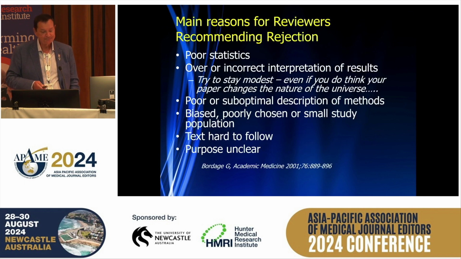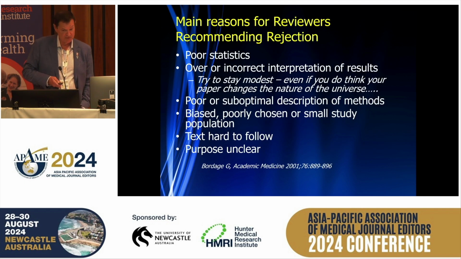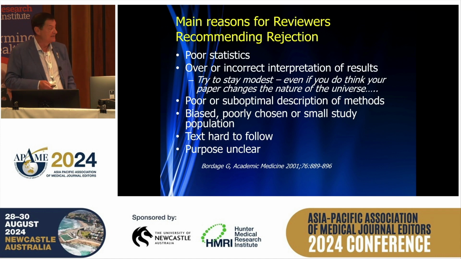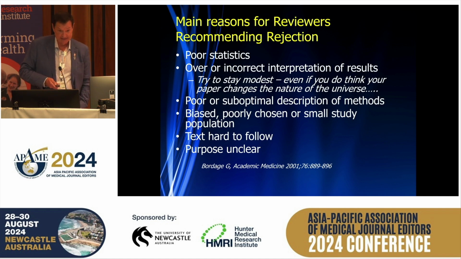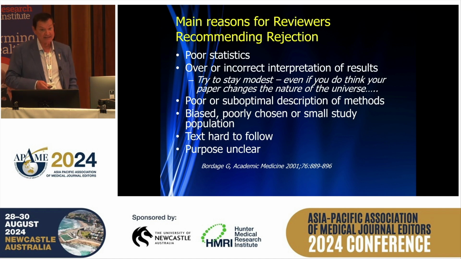So the main reasons for reviewers recommending rejection are listed here. There are other reasons as well. Poor statistics is very common, so that's why, as mentioned earlier today, it's important to bring a statistician or somebody comfortable with statistics in early in the structuring of a paper, and sometimes the authors can go back and fix that. Sometimes it's impossible. As I said, it's important for the authors to stay modest, and as a reviewer, you can encourage that.